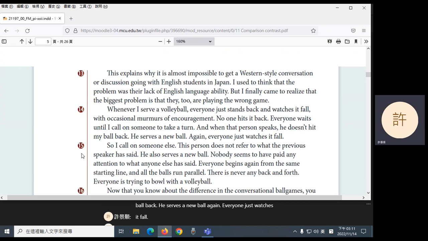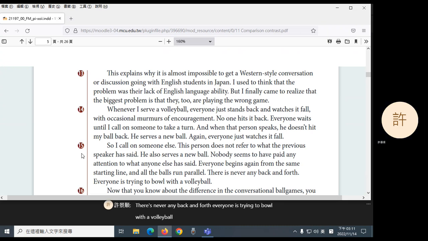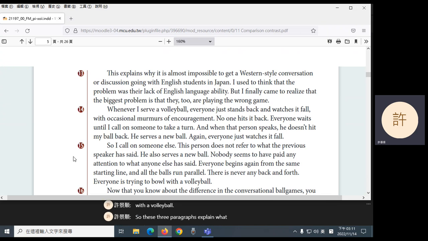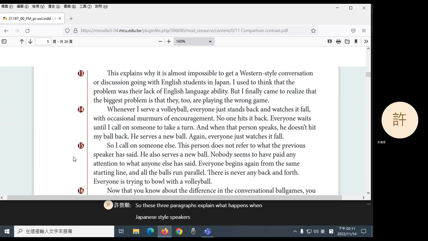So I call on someone else. This person does not refer to what the previous speaker has said. He also serves a new ball. Nobody seems to have paid any attention to what anyone else has said. Everyone begins again from the same starting line, and all the balls run parallel. There's never any back and forth. Everyone is trying to bowl with a volleyball. So these three paragraphs explain what happens when Japanese-style speakers take part in a Western-style conversation.